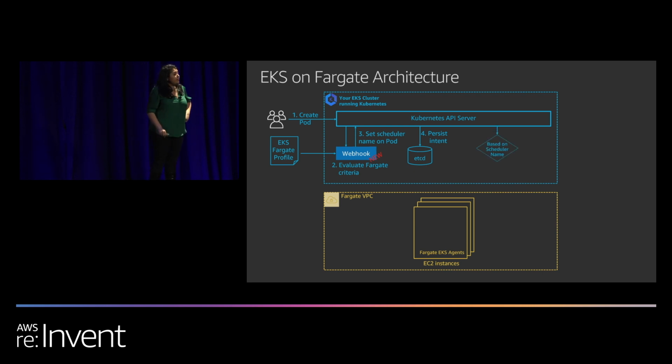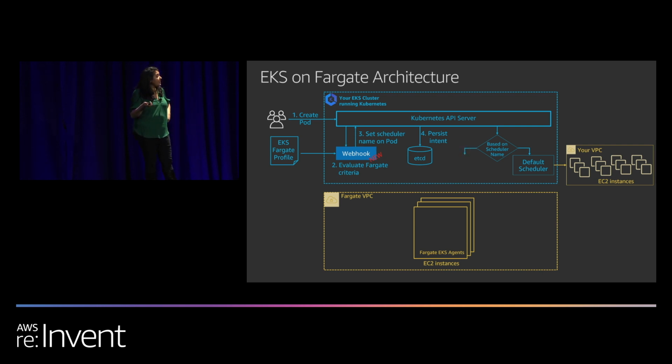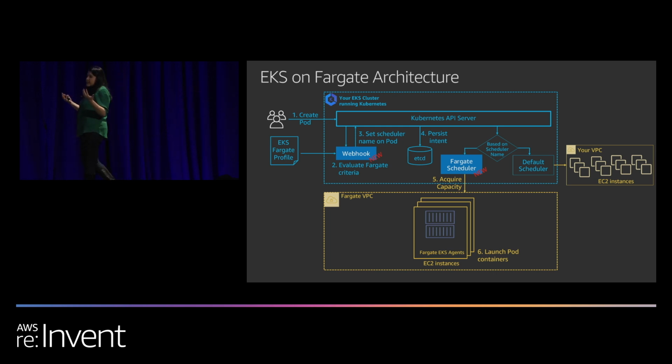And asynchronously, based on the scheduler name that was set on the pod, it either gets picked up by the default scheduler, in which case it will be scheduled onto your EC2 instances, or it'll get picked up by a new Fargate scheduler that we've written and now also runs in your EKS cluster. And the Fargate scheduler basically owns all the interactions with the Fargate data plane. So it calls out to our data plane to acquire capacity, sends down the pod specs. The agent on the instance will bring up the containers in your pod spec and report it back as running back up to the control plane.